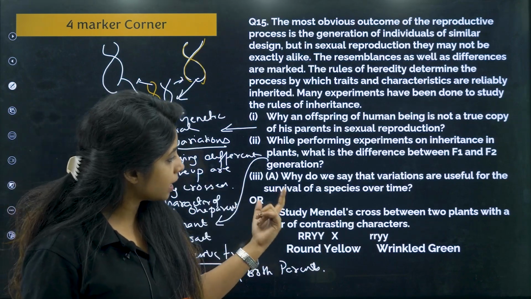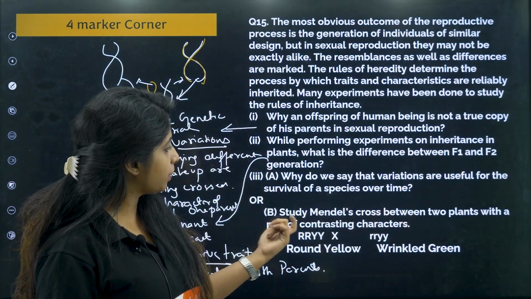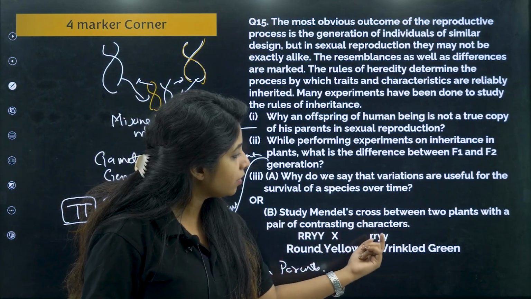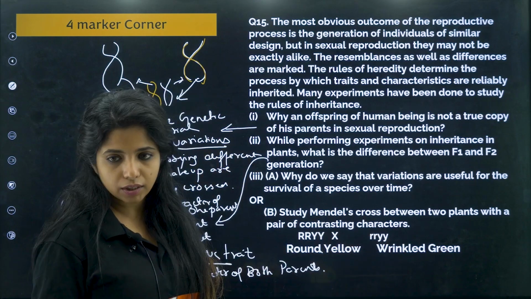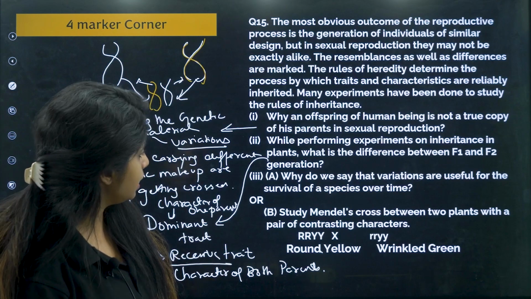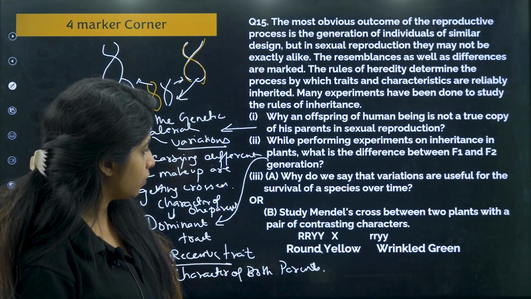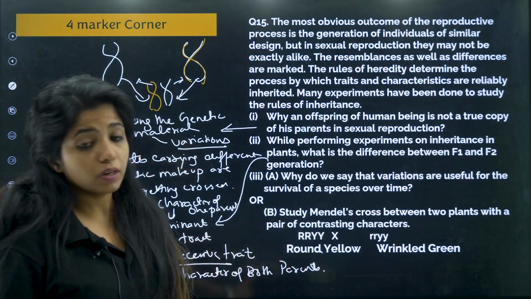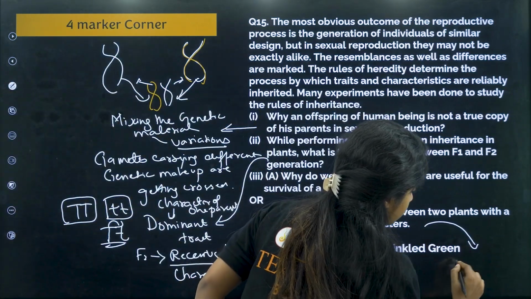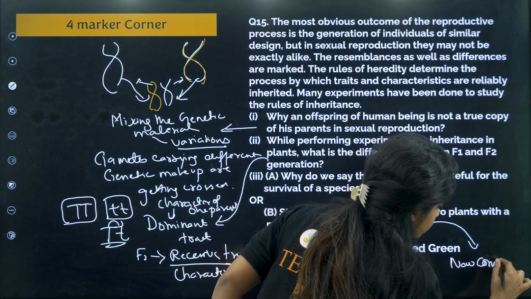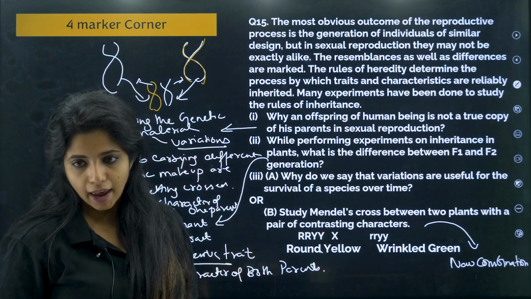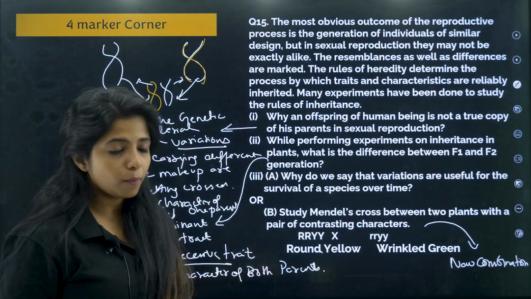Okay. Now, study Mendel's cross between two plants with a pair of contrasting characters, that is capital R, capital R, capital Y, capital Y, that is round yellow, and wrinkled green seed. Sorry, wrinkled and green seed. Now, study of Mendel's cross between two plants of contrasting traits. The question which was actually asked is, what is the new combination that you could find? That was the question when you crossed both of them. So what is a new combination, children?